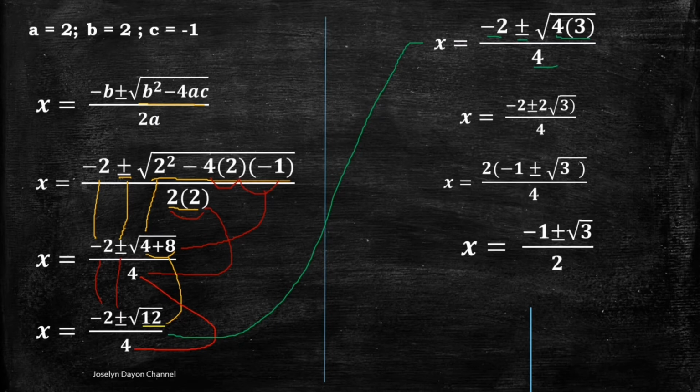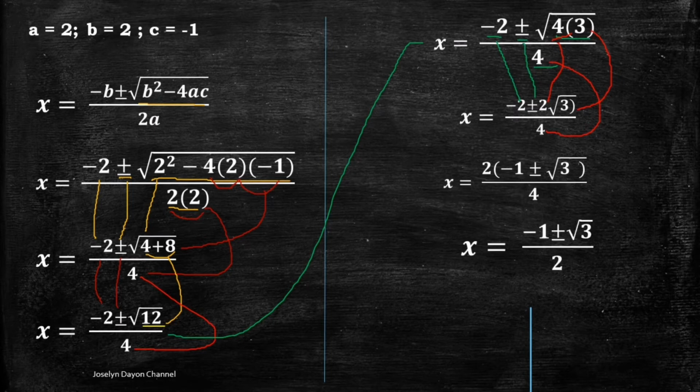Next, you copy negative 2 plus minus. Get the square root of 4. The square root of 4, we have here 2. We have to write 2 outside the radical sign, and 3 will be left inside the radical sign. Then copy the denominator 4.